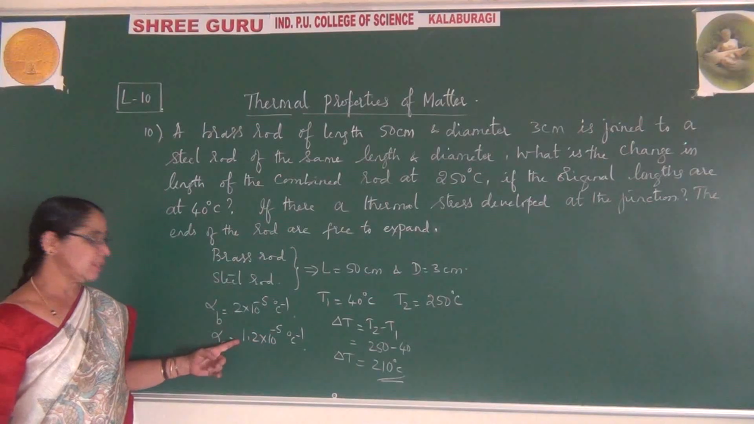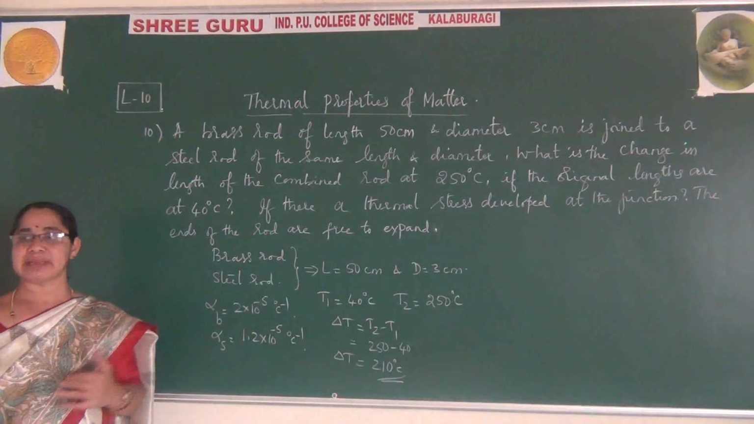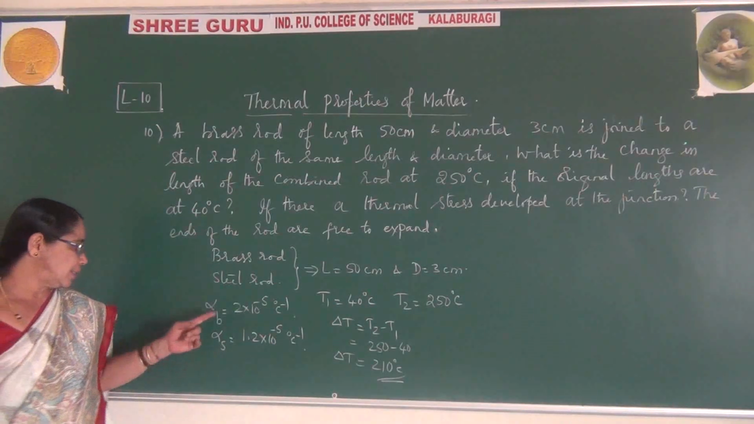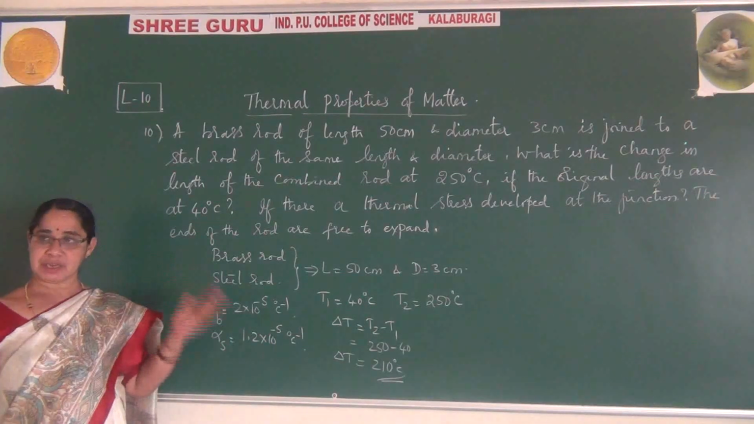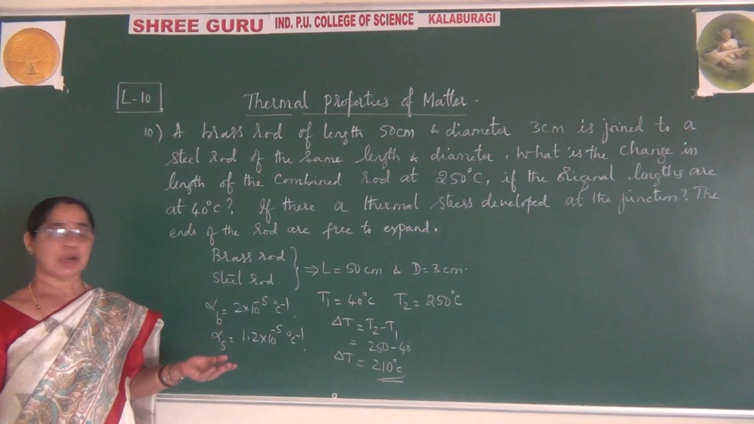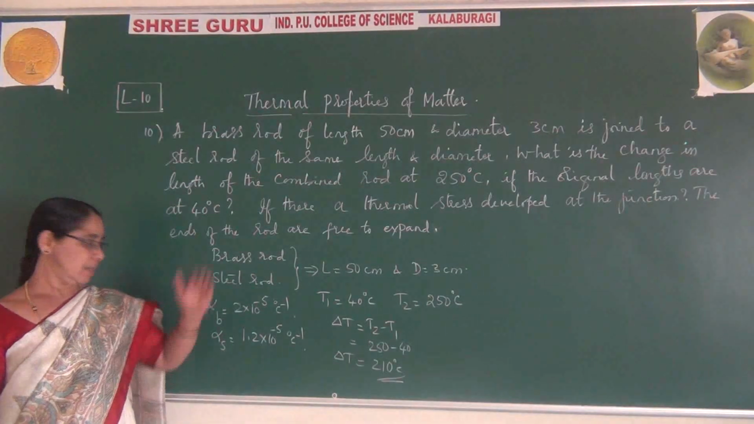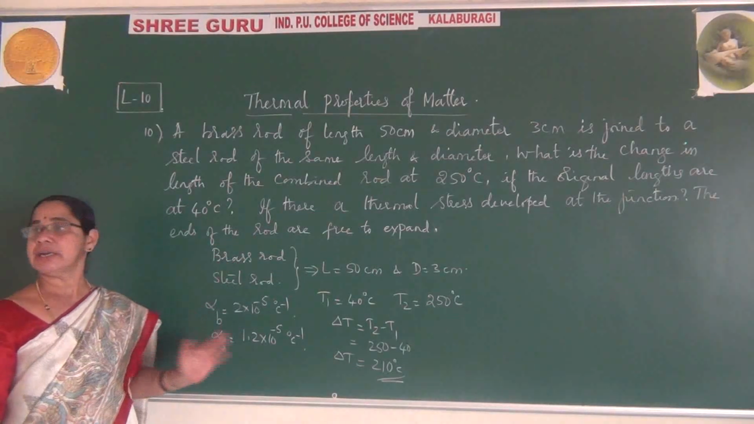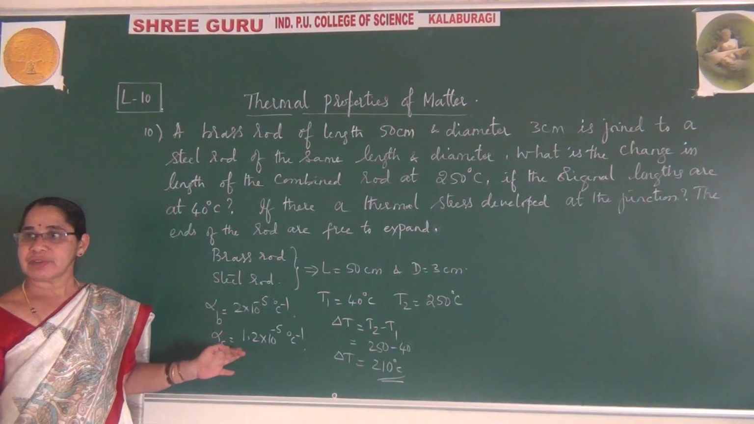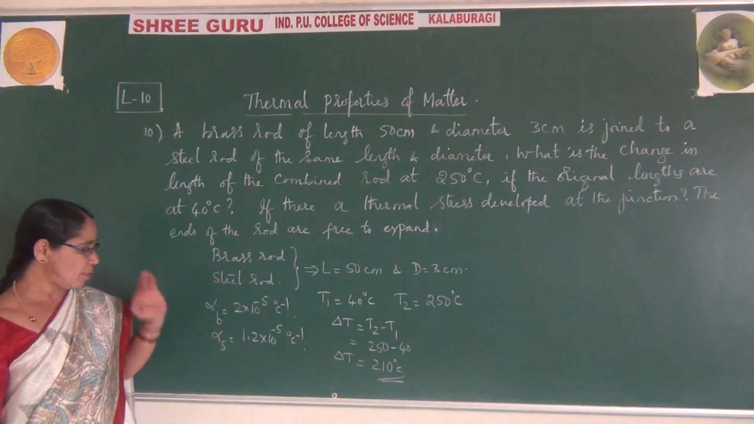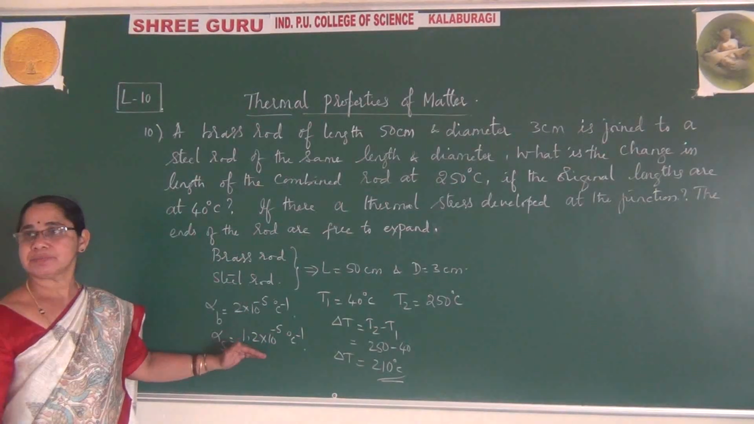But these two values, in the previous class I gave some examples based on bimetallic strips. At that time I gave the concept of brass rod along with aluminum rod and iron rod. So brass, you know, is 2 into 10 raised to minus 5. In some of the problems we have solved, the coefficient of expansion for steel rod is 1.2. So with the help of them I have written these values.